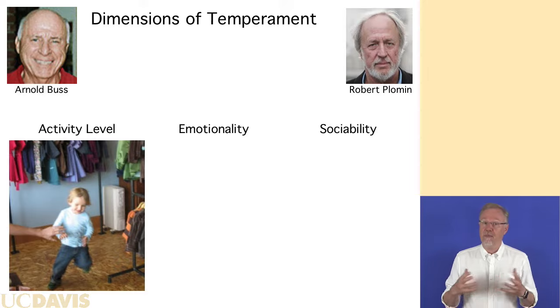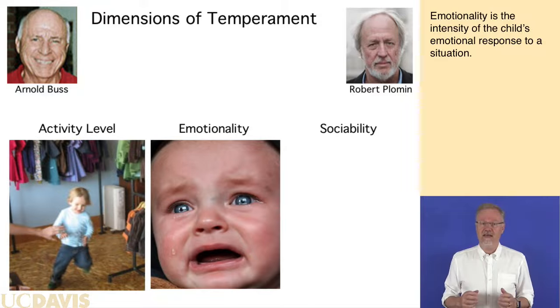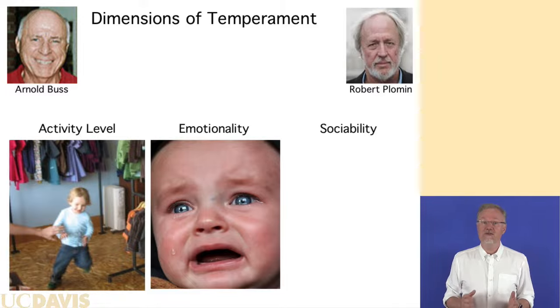And you might think that the parents are to blame if the kids are running around, but a lot of this reflects underlying biological factors that cause the kids to have a lot of energy. Of course, some parents are better than others at focusing their kids' energy and setting limits. Emotionality is the intensity of the child's emotional response to a situation. Kids who score low on emotionality will remain fairly calm if some other kid takes a toy away, whereas kids who score high in emotionality might cry or scream.